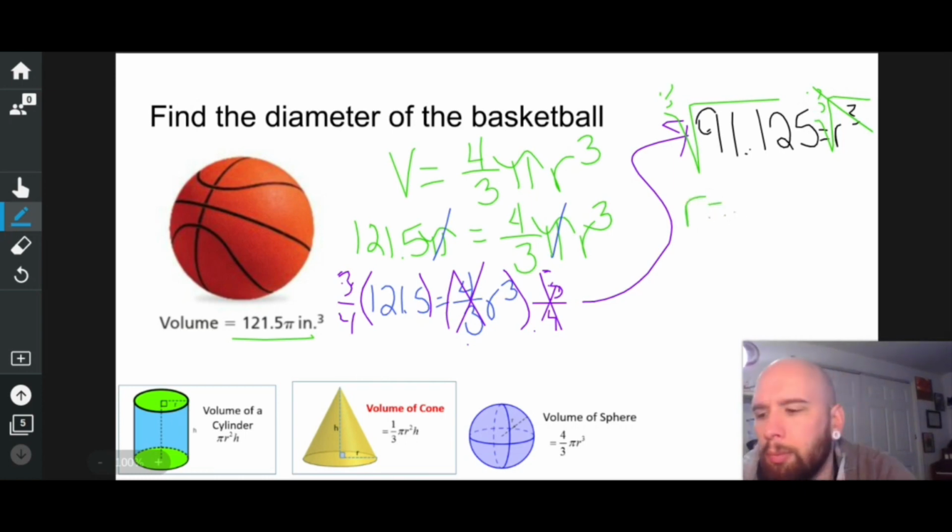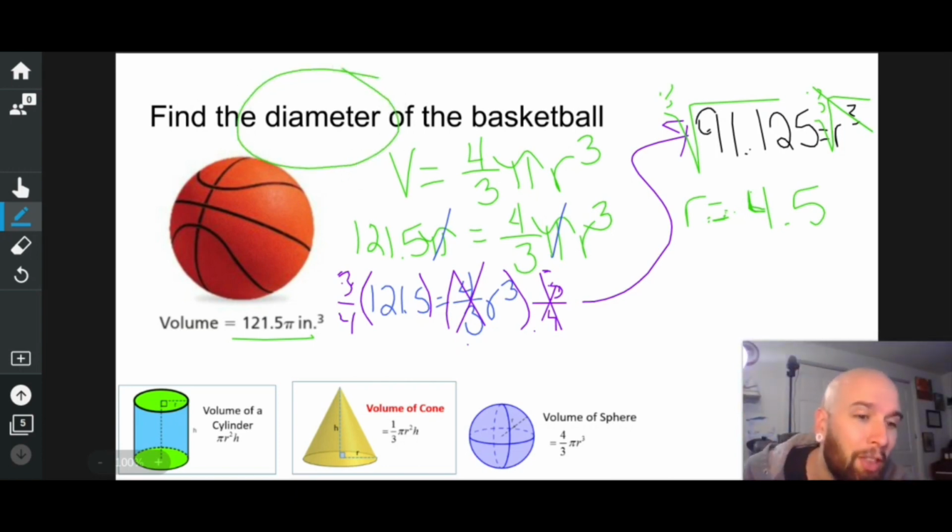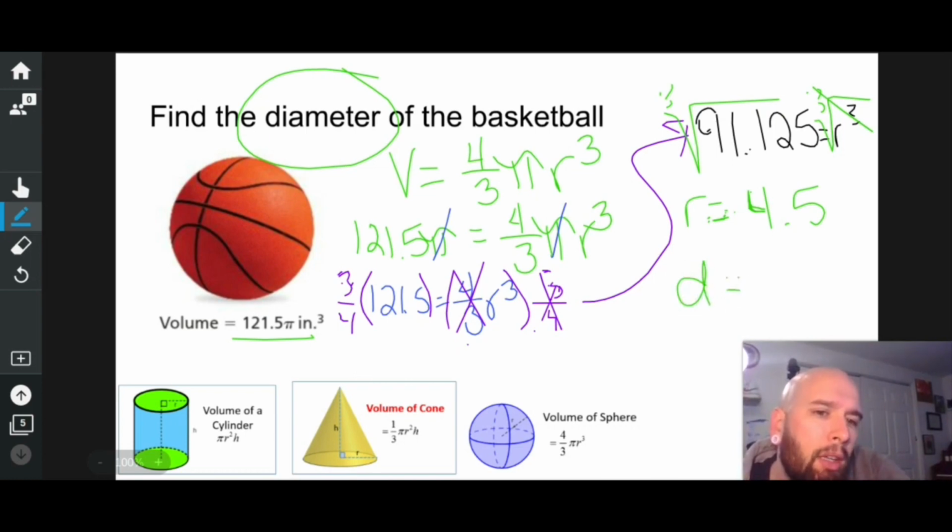The cube root of 91.125 is 4.5. Wow. Well, it became a nice, lovely number. Am I done? No. Because my job wasn't to find the radius. My job was to find the diameter. So normally I'm given a diameter and I have to divide by 2. Now I'm given a radius, which means I'm going to multiply by 2. And so the diameter of a basketball is 9 inches.